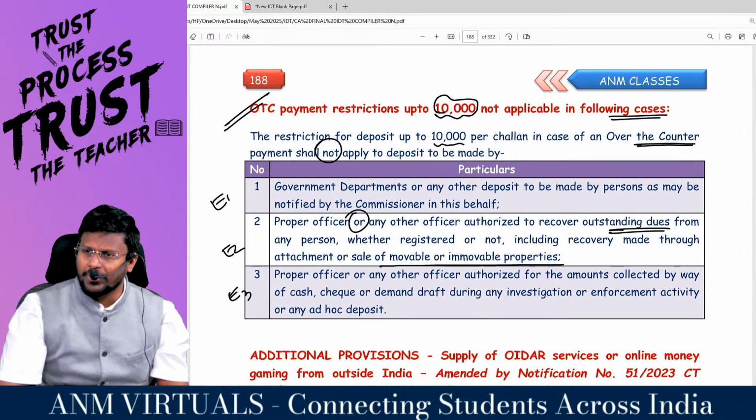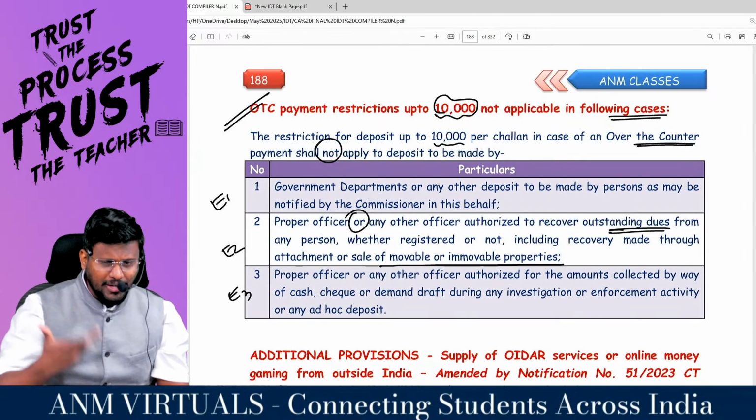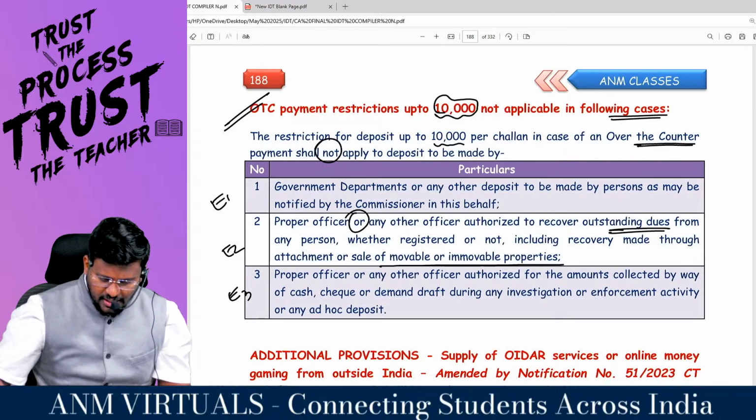Sometimes he would have recovered 1 lakh rupees. How many times will he deposit that 10,000? Sometimes the recovered amount may be 1 crore. How many times will he deposit that? That's what they are saying.